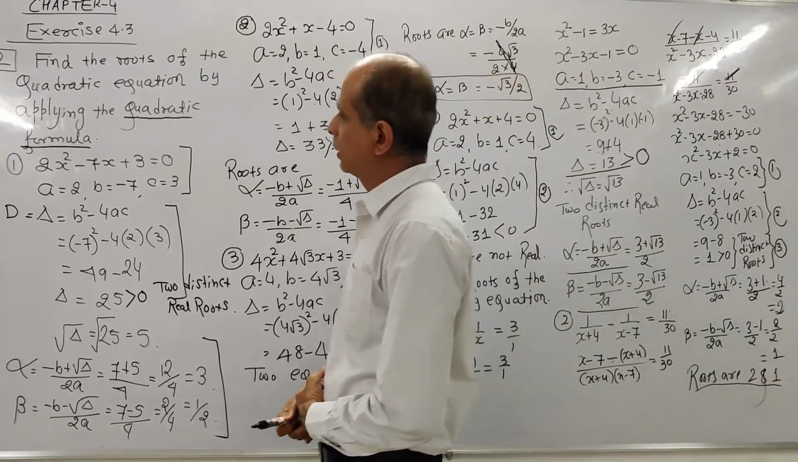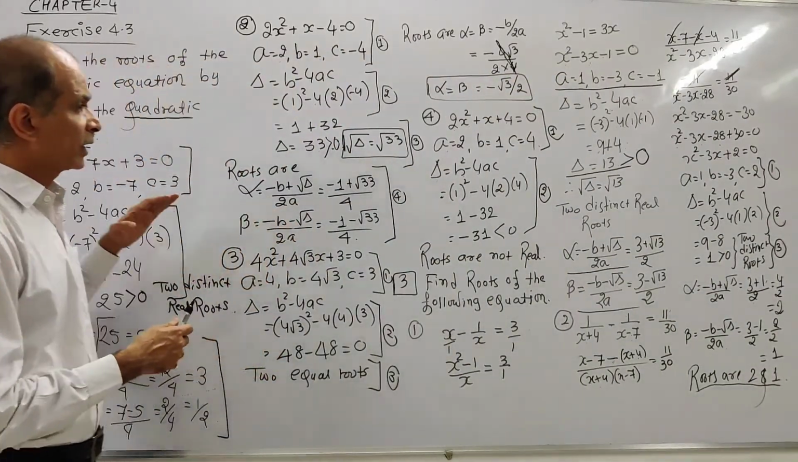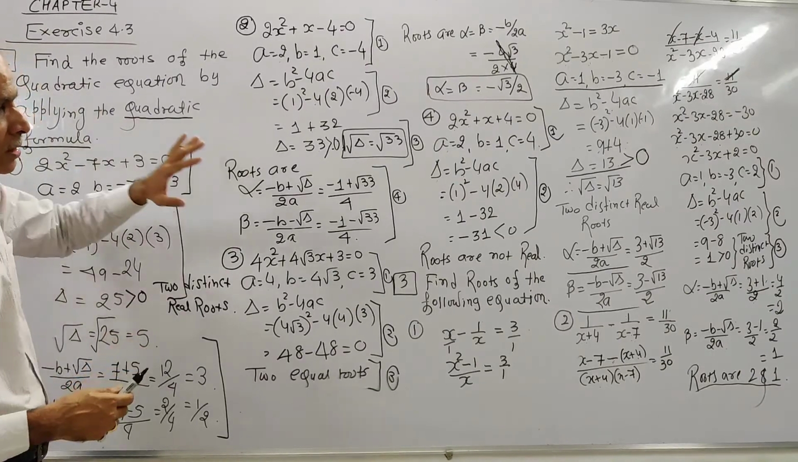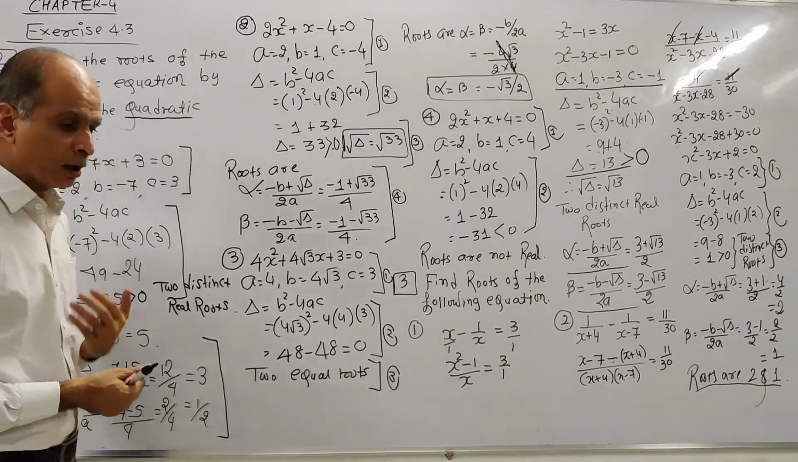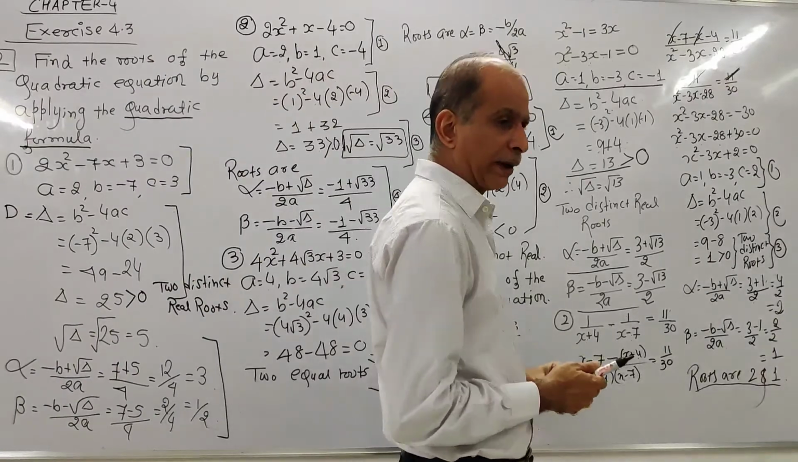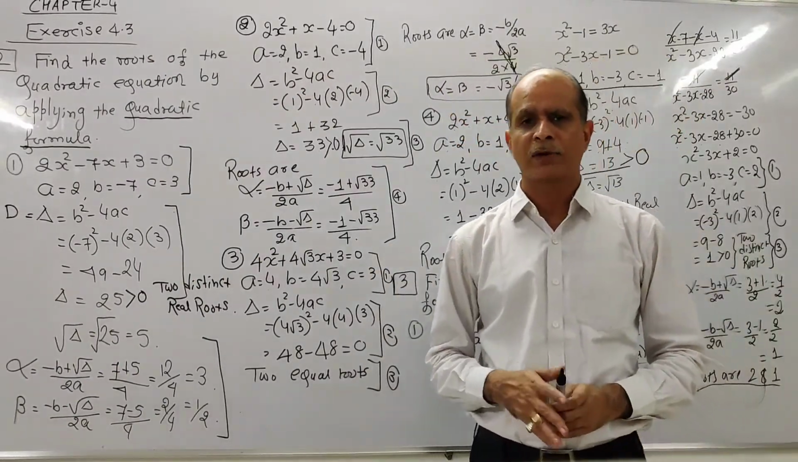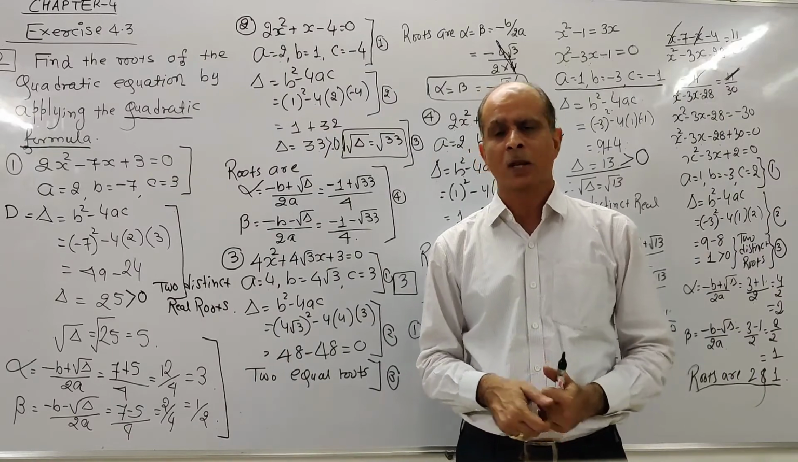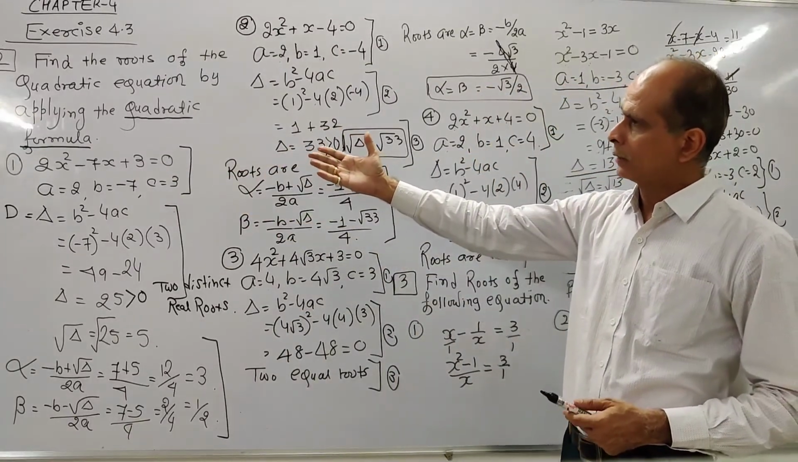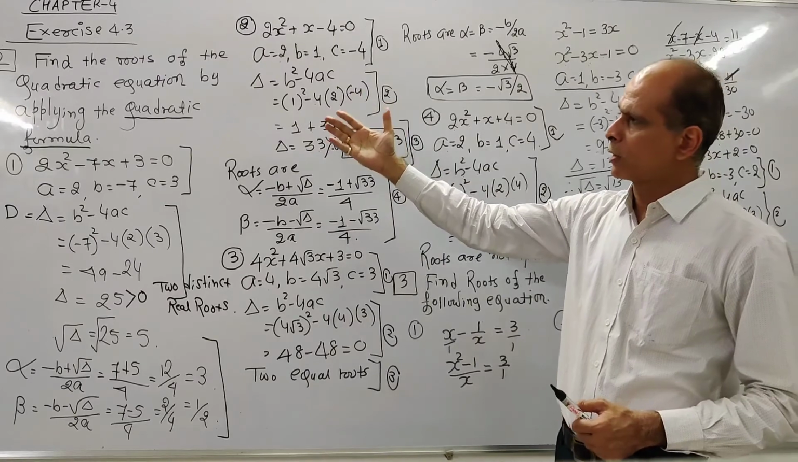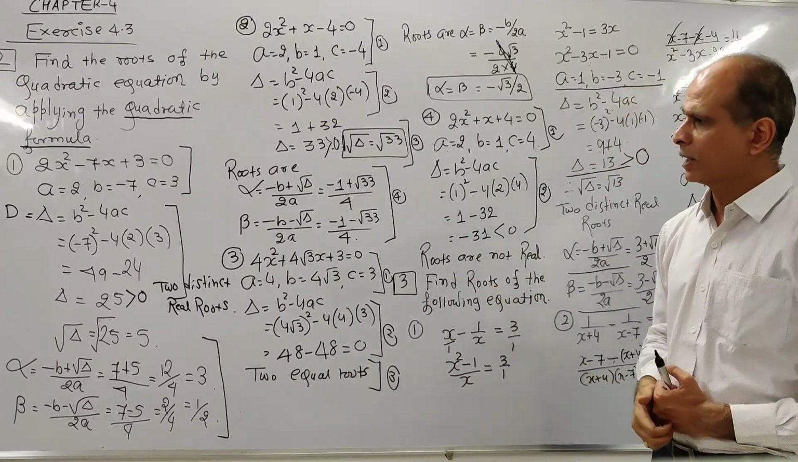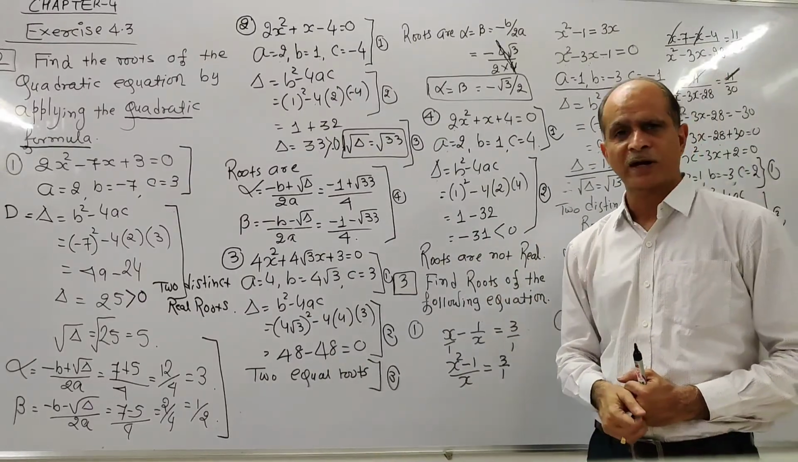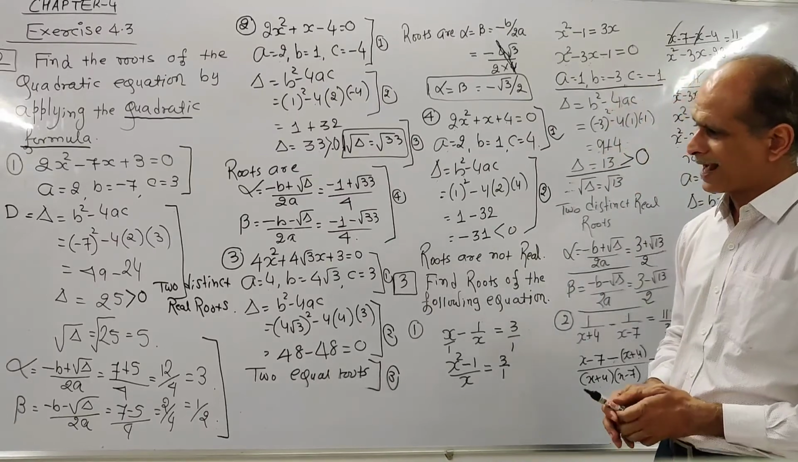So here we have solved four examples in the second one and another 3 examples, a total of 7 examples on the basis of the quadratic formula. There are 3 methods: factor method, completing square method, and the quadratic formula. We have already completed the first 2 methods, and today we have started the solution of quadratic equations with the quadratic formula. You know only 4 steps are there. First step, find out the value of a, b, c. In second step, find out the value of delta. Third step, write the type of roots.